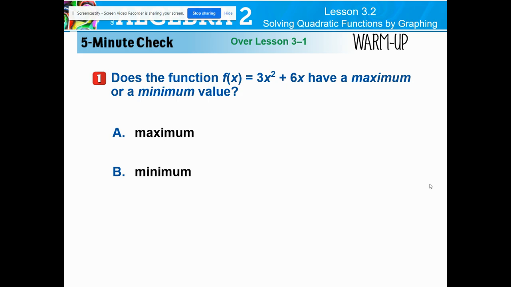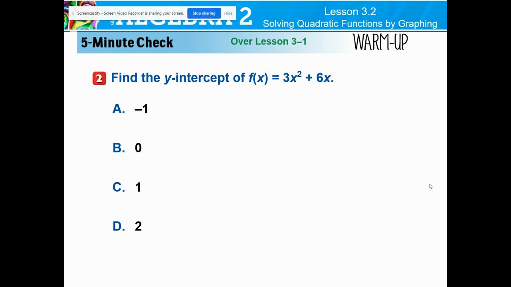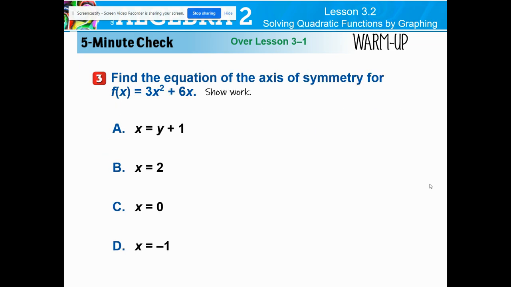Does that function have a maximum or minimum value? Well, we look at our a, and since the a is positive, the graph is opening up, so it has a minimum value. We're using that same function, but we want to know the y-intercept. The y-intercept is when x is 0, which would be the c. There isn't a c, so c is 0. You could also calculate, and the y-intercept is 0.